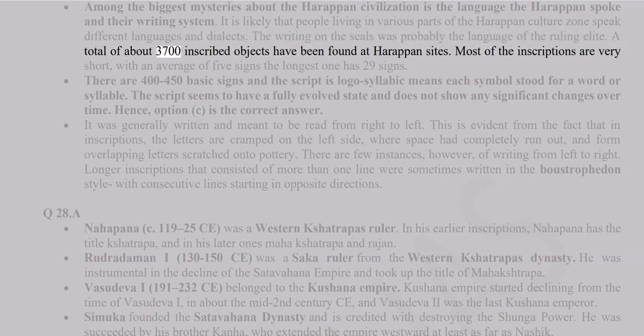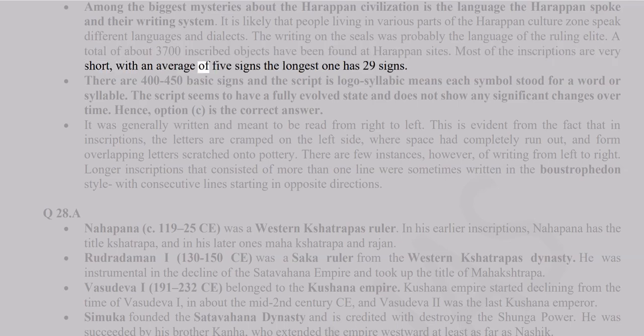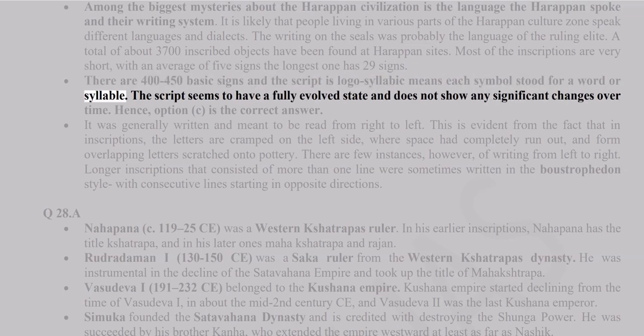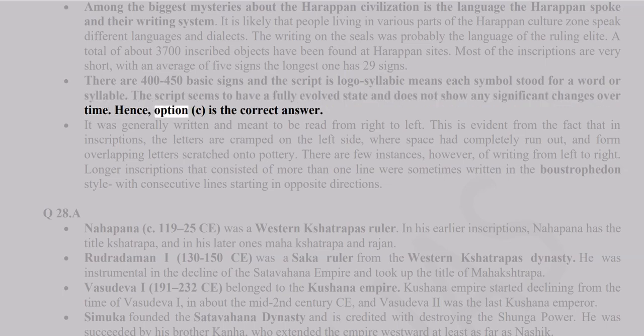A total of about 3,700 inscribed objects have been found at Harappan sites. Most of the inscriptions are very short, with an average of 5 signs. The longest one has 29 signs. There are 400 to 450 basic signs, and the script is logosyllabic, meaning each symbol stood for a word or syllable. The script seems to have a fully evolved state, and does not show any significant changes over time. Hence, option C is the correct answer.